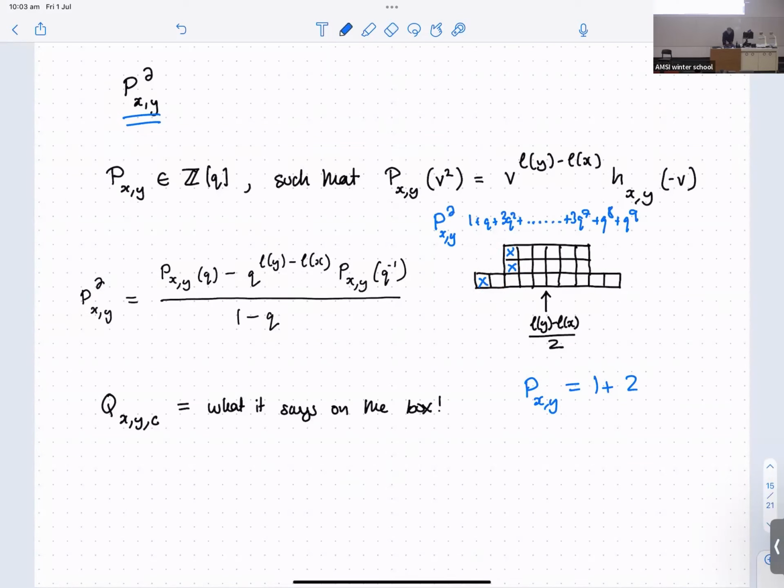The Q derivative is somehow easier for various reasons, which I might get to at the end. So given the Kazhdan-Lusztig polynomial, this is this Q derivative, and it's very easy to move between the two.